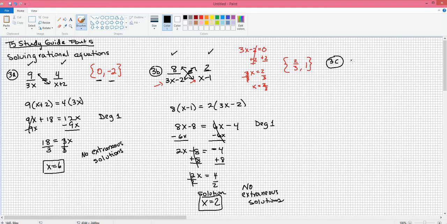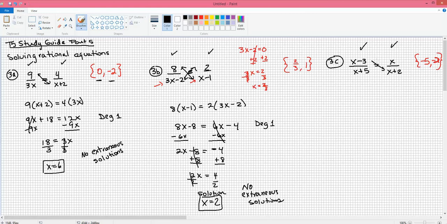Three C. x minus 3 over x plus 5 equals x over x plus 2. Alright, let's see, one term on the right, one term on the left. Excluded values are going to be negative 5 and negative 2. So your answer can be anything but these two values.